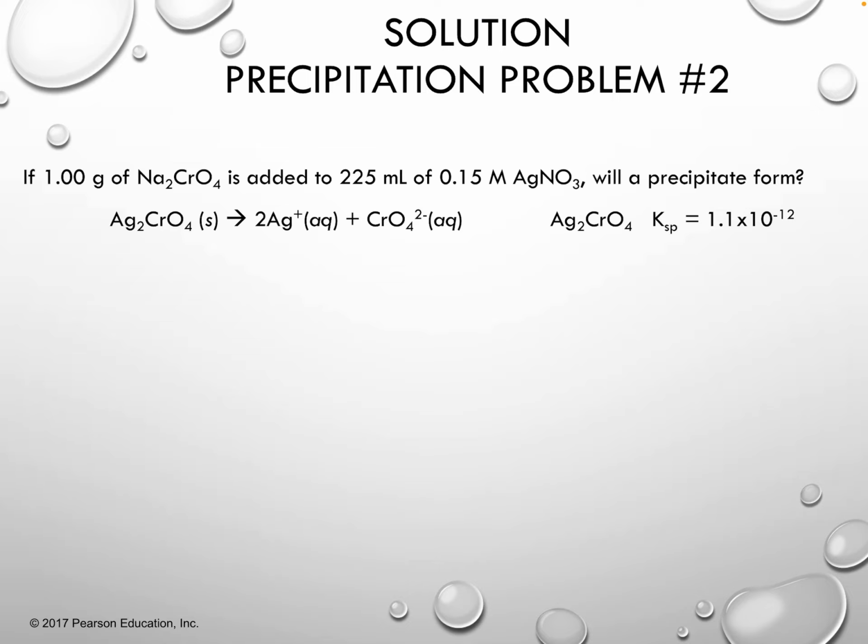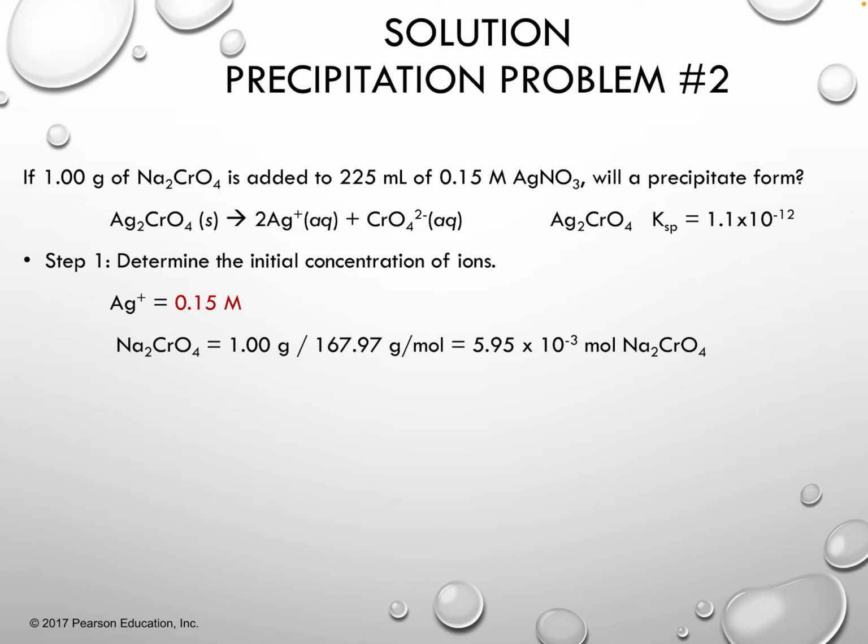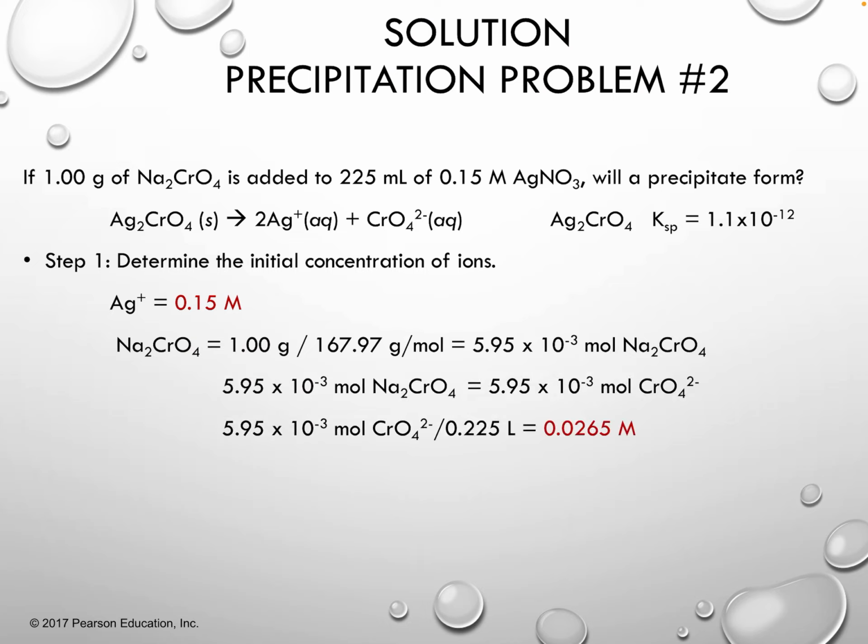So we have that there. There's our dissociation reaction for our silver chromate. Okay, and we can determine our initial concentration of our ions. So we'll take our 1 gram of our sodium chromate and figure out the concentration there. So we'll divide by the molar mass to get moles of sodium chromate, and then we'll divide by that volume in order to get our molarity here. Okay, it's important to note that I calculated the moles of sodium chromate. That's going to be the same as the moles of chromate because they're on a 1-to-1 ratio.